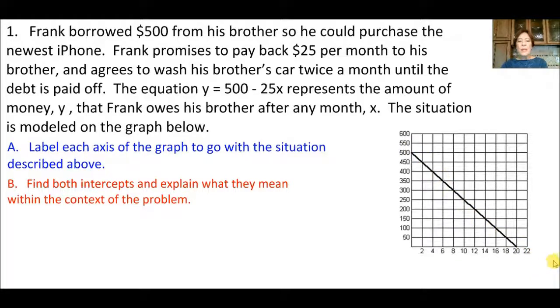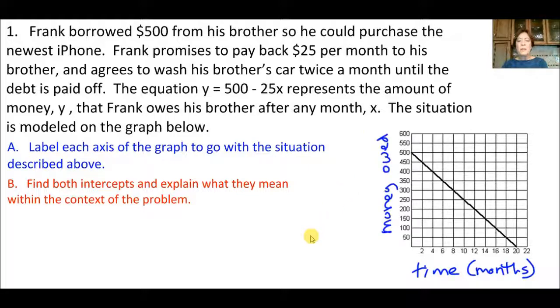First, we're going to label each axis of the graph to go along with the situation. And as usual, time will go across the x-axis along the bottom. And in this case, it's going to be measured in months. And then over here on the y-axis, that is going to be the money that Frank owes his brother.